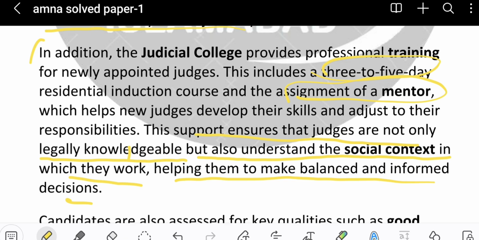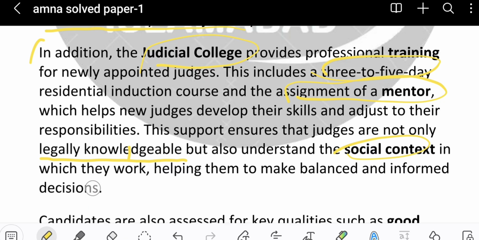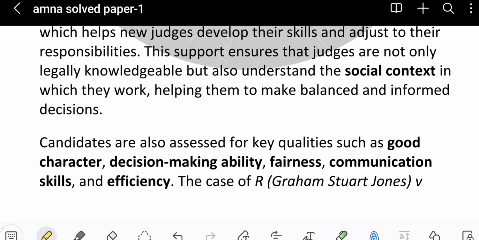So basically, if they are working with a senior mentor and they are properly educated in a judicial college, this helps them to become better judges. This helps them to make better decisions, and due to this knowledge they ultimately get more social context, meaning they will get good social knowledge as well, in order to become better judges. So I'm going to move on to my next paragraph.